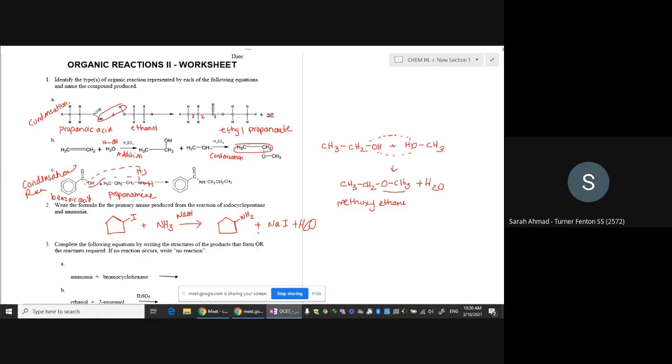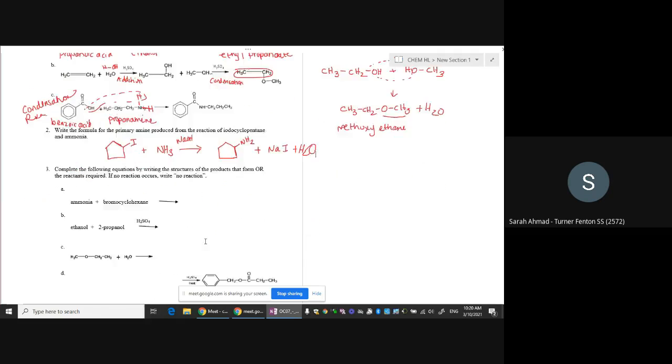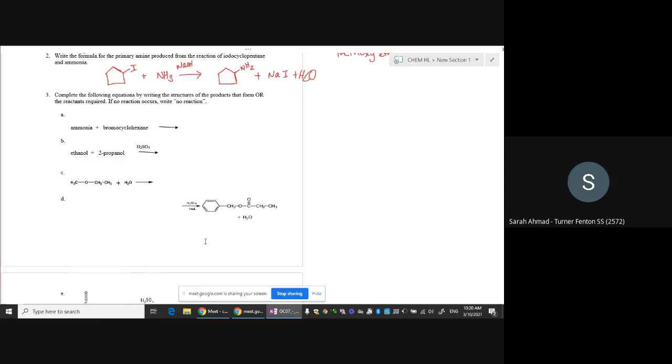Okay. All right, complete the following equations by writing the structures that form or the reactants required. So when I look at this one, bromocyclohexane and ammonia is the same thing as number 2. Ethanol and propanol, well, let's draw it. Ethanol combines with propanol. There's propanol. What's going to happen? We're going to lose water, right?